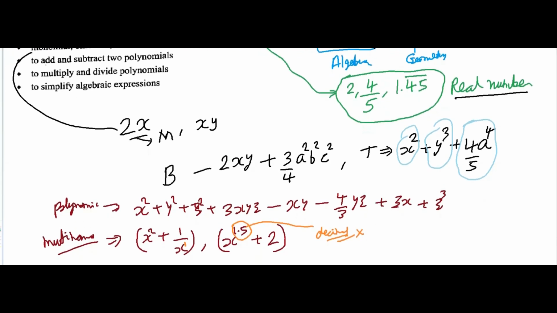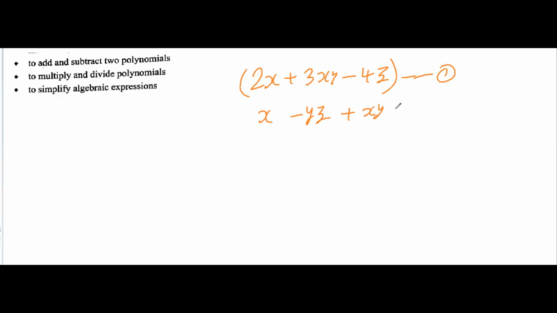Now how to add, subtract two polynomials? Okay, fine. So now let's understand how to add, subtract two polynomials. Say I have two polynomials. One polynomial is 2x plus 3xy minus 4z, and I have another polynomial, that is x minus yz plus xy. And if I'm adding this first and this second polynomial, when I add this, what am I going to add?